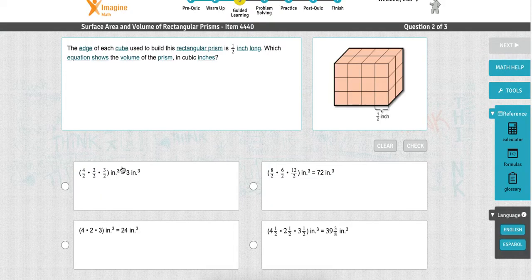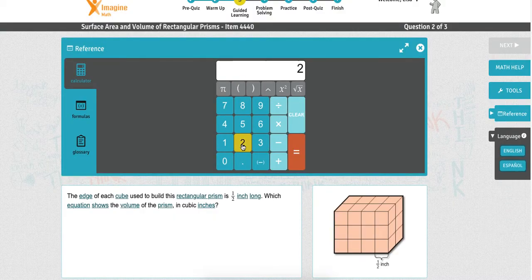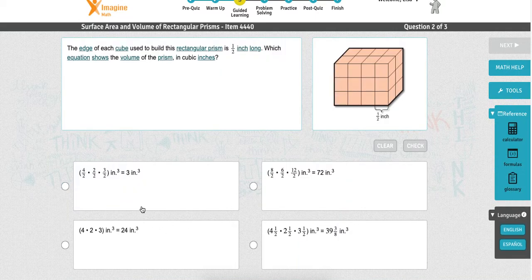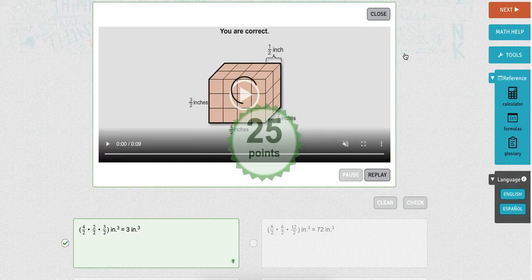So if I have 24 over 8, that means that I can also do 24 divided by 8 to find my answer for a simplified fraction. And that gives me 3. So that is how I came to 3 as my answer. And we can check it. And we got it right.